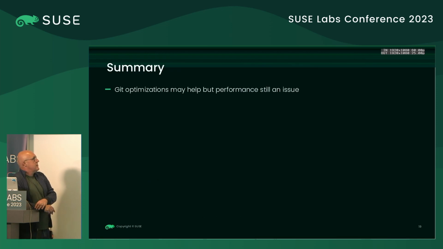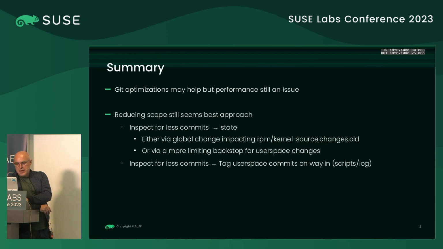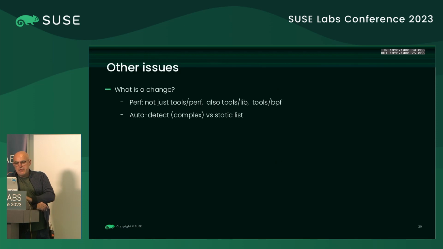So the summary is that Git optimizations may help, but the performance is still an issue. To me, reducing the scope of what needs to be processed is really the best approach. And like I said, this is a copy from the previous slide. And there are some other issues.